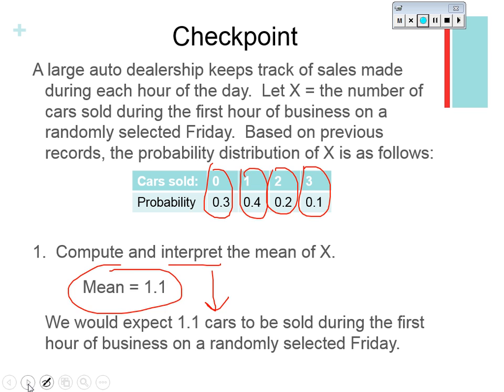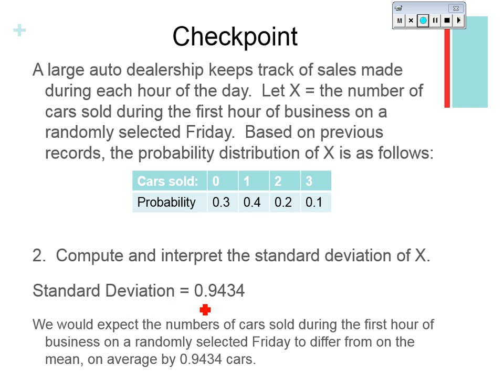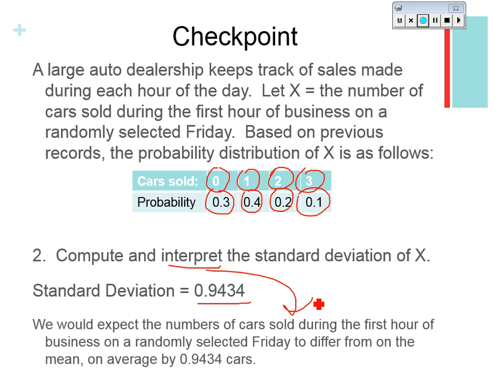Number 2, the standard deviation comes out to be 0.9434. In order to get that, I'm going to take each data value, subtract 1.1 and square it, and then multiply each of those by their corresponding probabilities. When I do that, I get 0.9434, and the interpretation would be that we would expect the number of cars sold during the first hour of business on a randomly selected Friday to differ from the mean on average by 0.9434 cars.